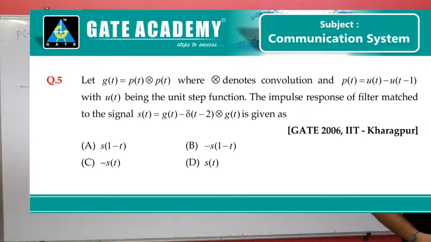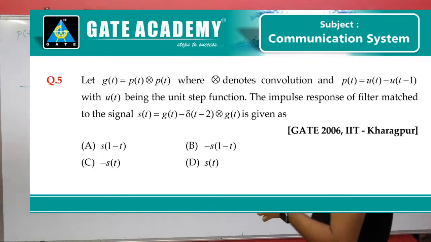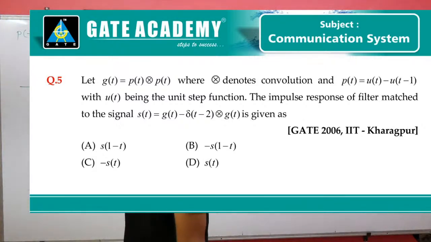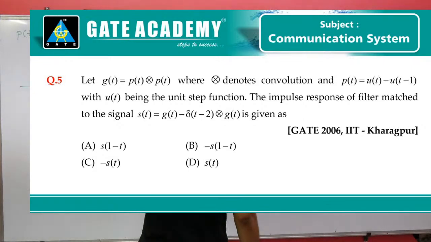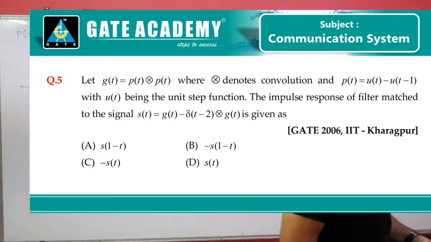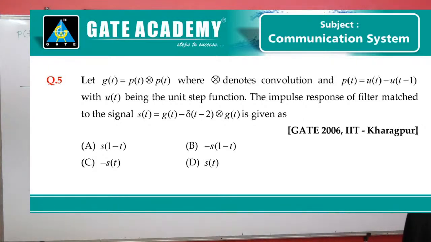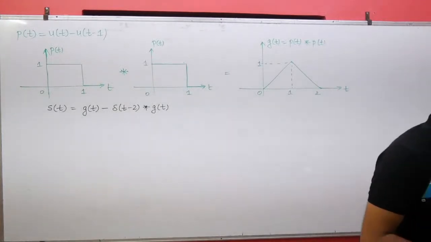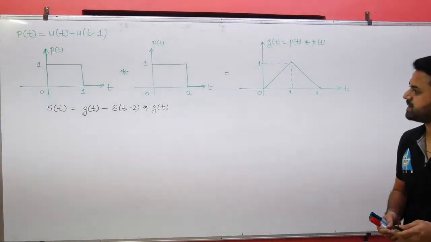Now input to the match filter is S of t is equal to GT minus delta t minus 2 convolved with GT. So this is the question, and we have to calculate the impulse response of the match filter.